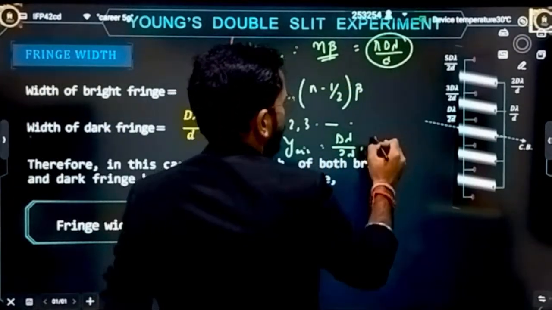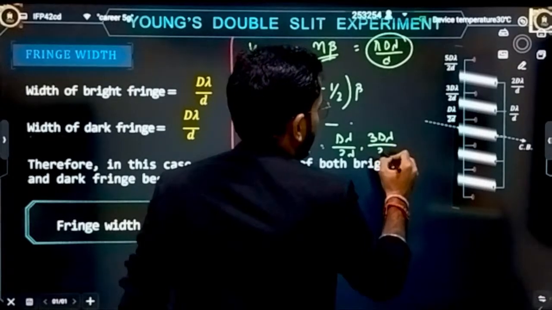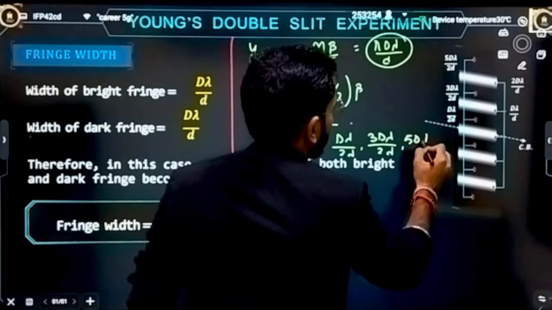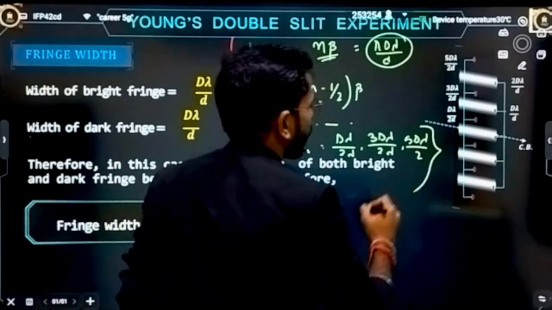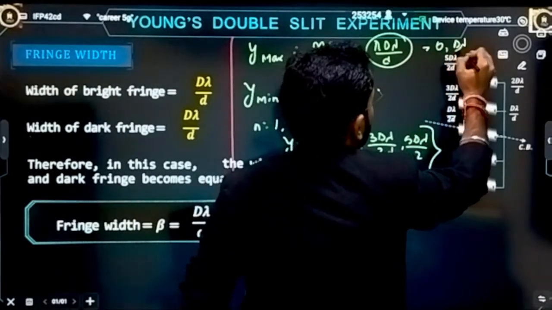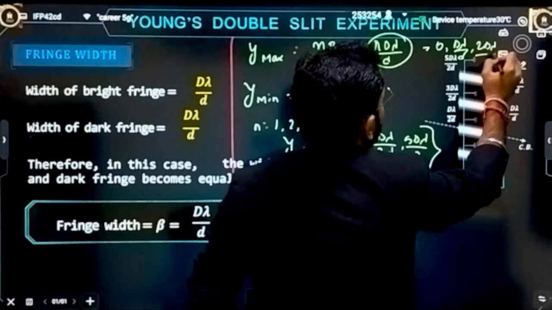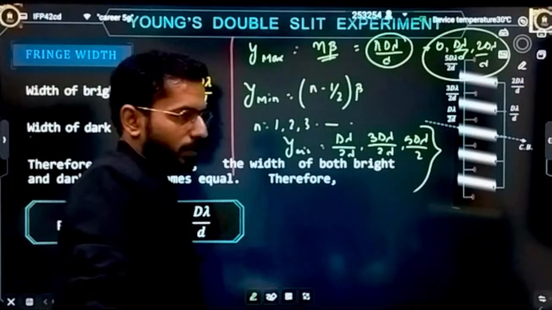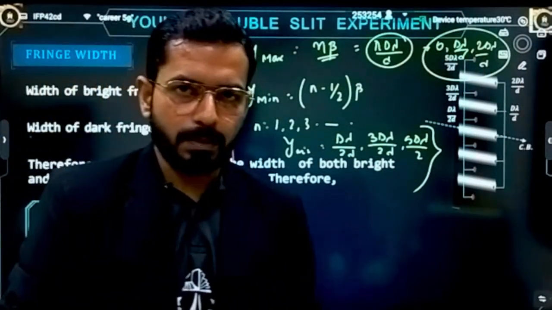Then put n is equal to 2, that means it will become 3d lambda divided by 2d, then 5d lambda divided by 2d. So this way you will go for minimas, and this way you will go for maximas: 0, d lambda by d, 2d lambda by d. So this way it will become a little bit easier for you to write the maximas and the minimas.